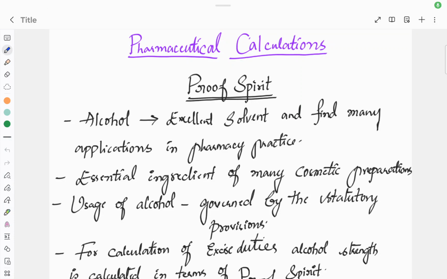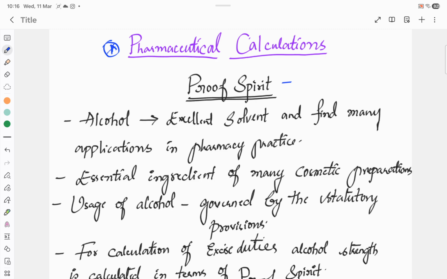Hello students, in this video we are going to discuss one more important topic in pharmaceutics, that is pharmaceutical calculations. Here we will be seeing the calculations of proof spirit, isotonic solutions and alcohol dilutions, right? So first let us see about proof spirit. In this video I'll be discussing the concept of each topic, and also we will be seeing a few examples.